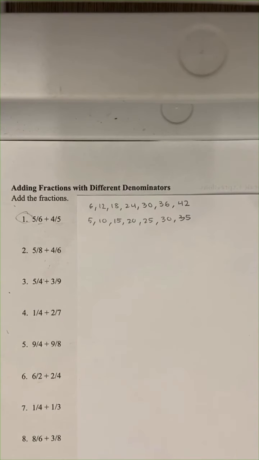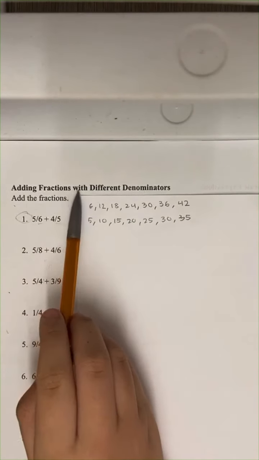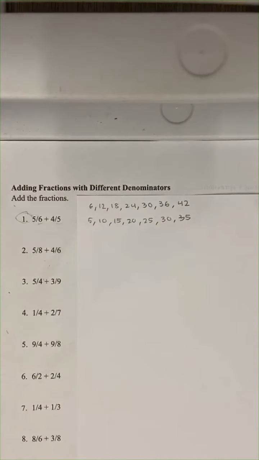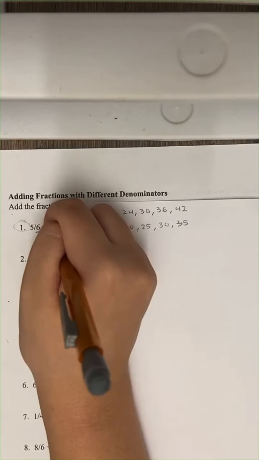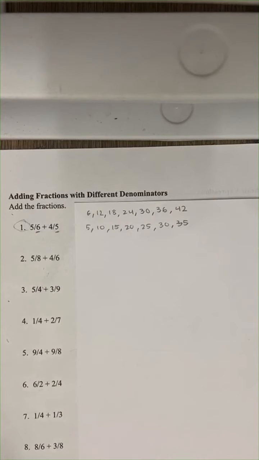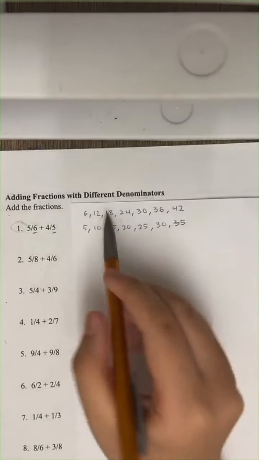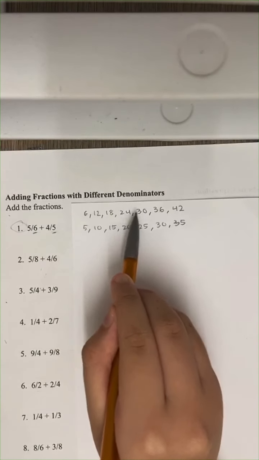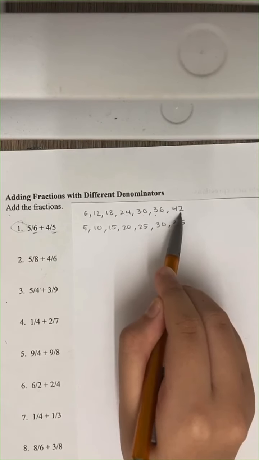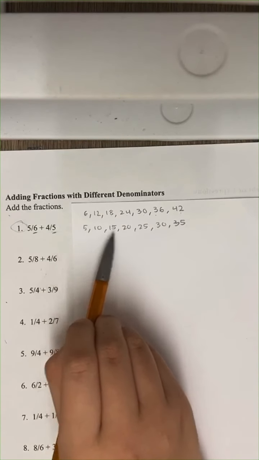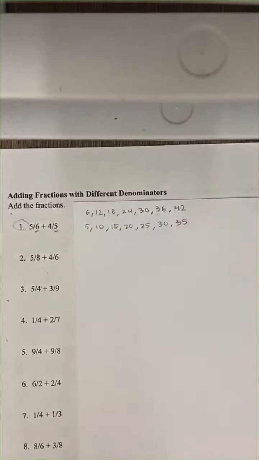Okay, so now moving on to the next one, we're going to be doing adding fractions with different denominators. So what we want to do first is look at the denominators and also write down the multiples of it. So it'd be 6, 12, 18, 24, 30, 36, 42. And for 5, it'd be 5, 10, 15, 20, 25, 30, 35.